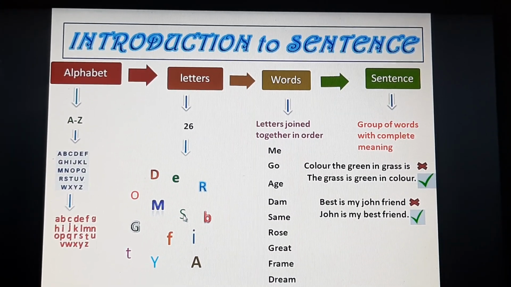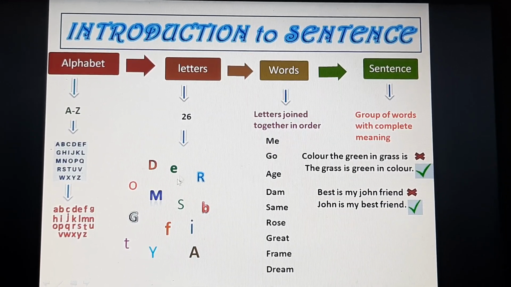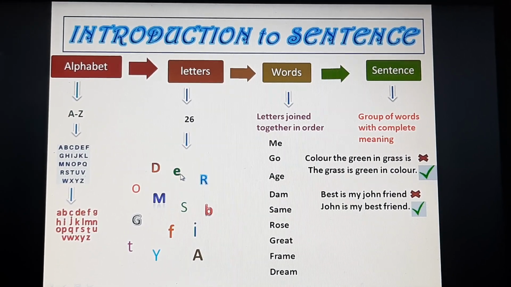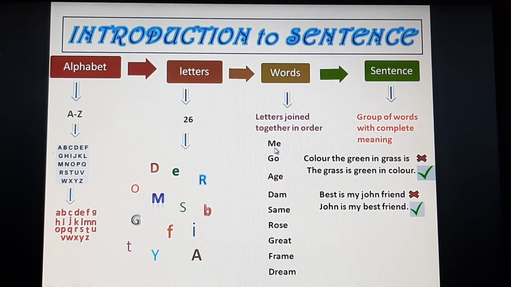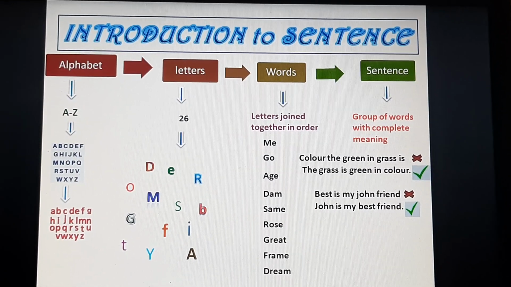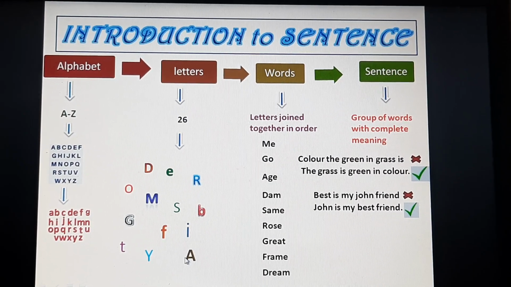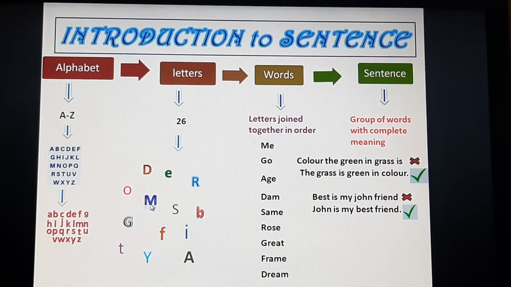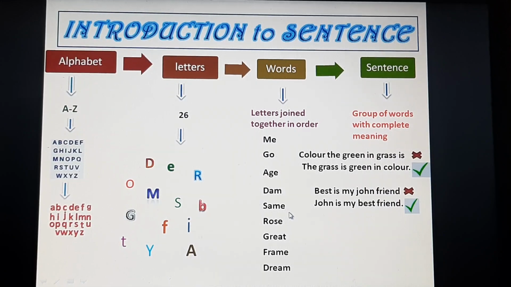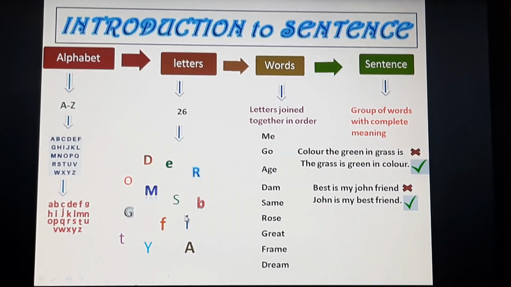When these letters are joined together, we get a word. For example, I take the letter M and I take the letter E. I put them together and I get a new word, me. Similarly, I take S, the letter A, the letter M and I join it with E, I get the word same. We can make a number of words like this with the help of these letters.